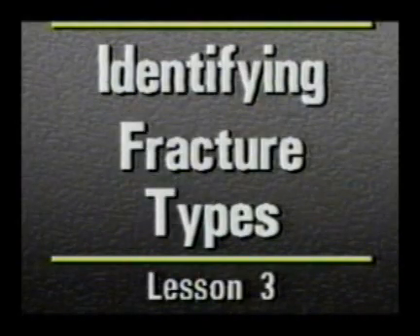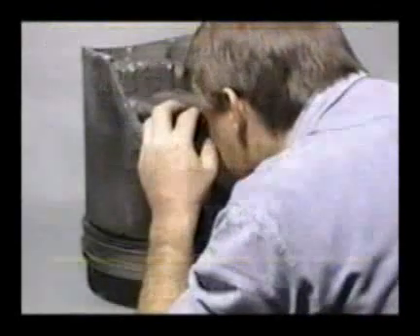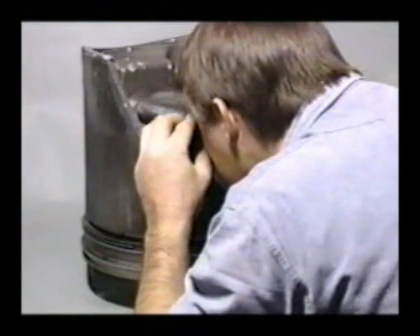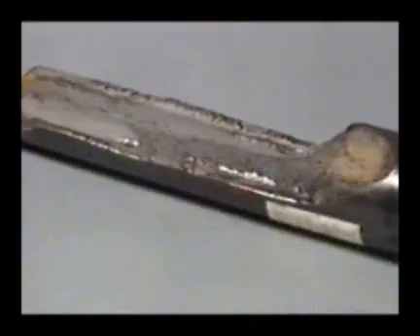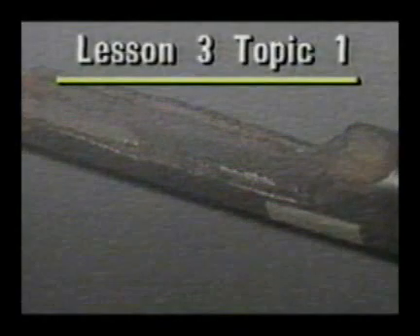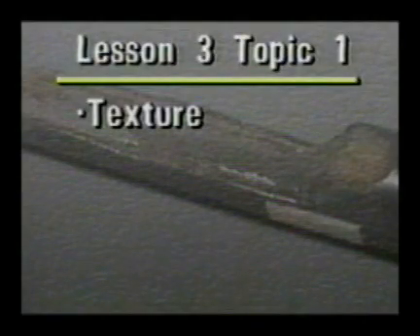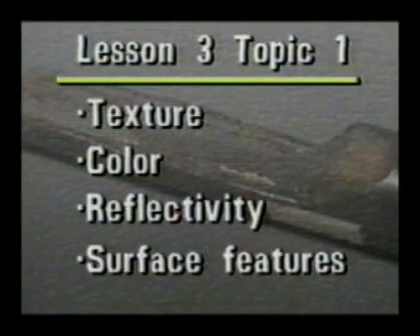In Lesson 2, you learned how overloads, stress raisers, and material flaws can produce different types of fractures. In this lesson, you will learn how to identify the different fracture types by careful visual examination. There are a few general guidelines that are useful for identifying fractures. We can identify most fractures by making careful observations of the texture, color, reflectivity, and unique surface features.